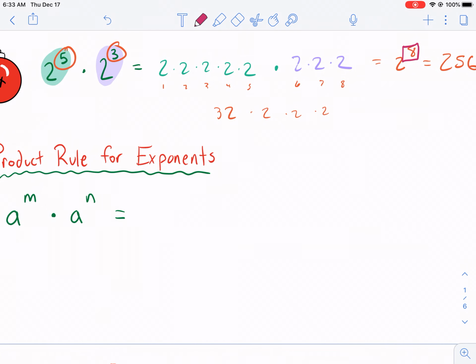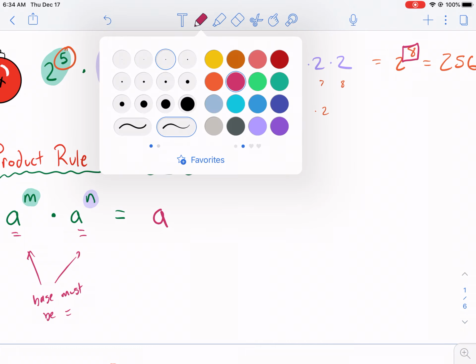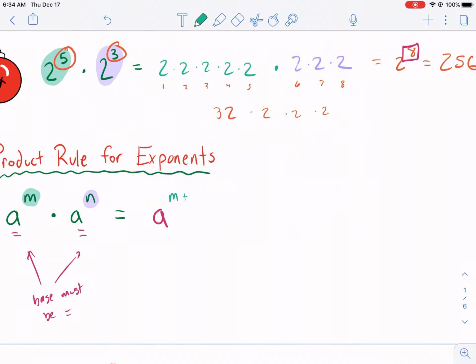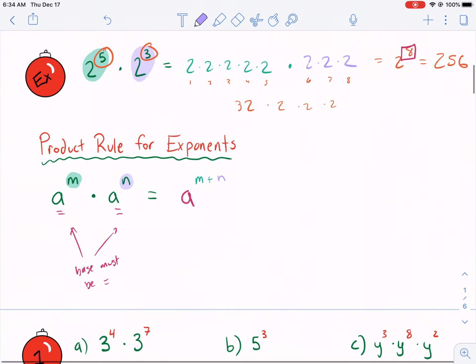Well, the relation is, if we have a base a, and we're multiplying it by the same base, these bases need to be the same. Bases must be equal. What we do is we add the exponents. So this is going to become a to the m plus n. That is our product rule for exponents.